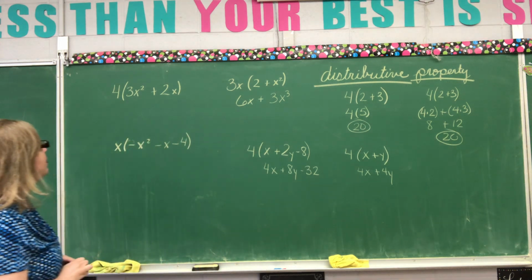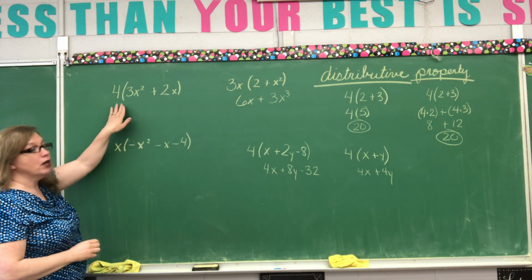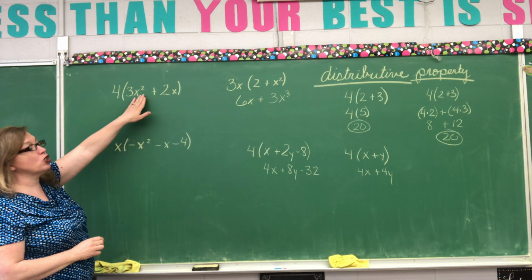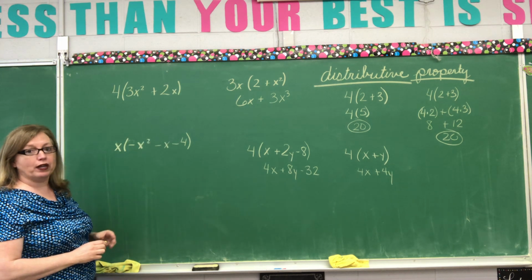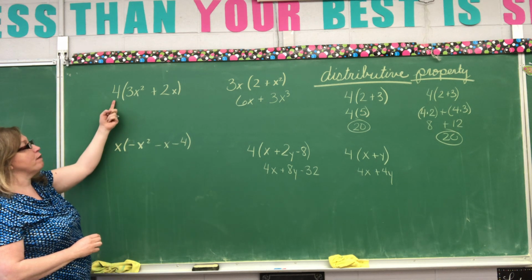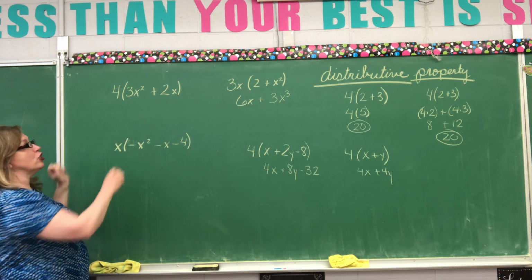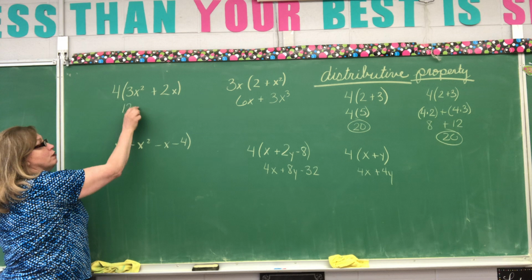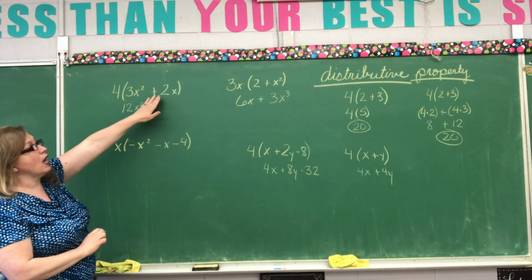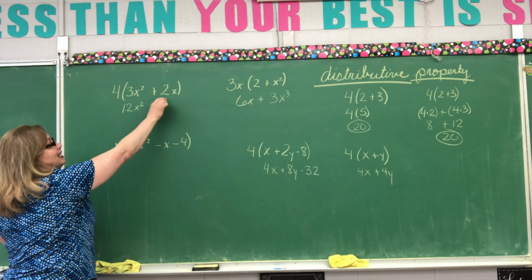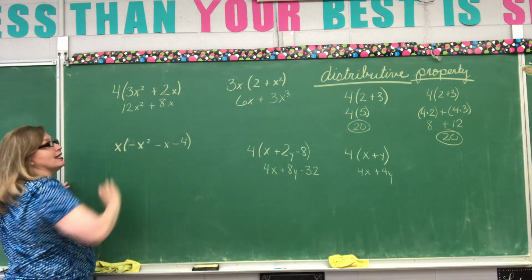Let's try another one. What if we have 4(3x squared plus 2x), okay? Let's work it out. What are we going to say? We're going to say 4 times 3, that's our coefficient, and get 12x squared, okay? Plus 4 times 2 is 8, and the only letter is an x.